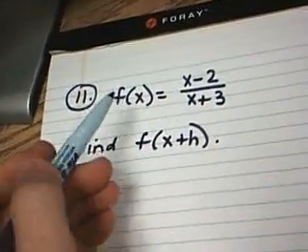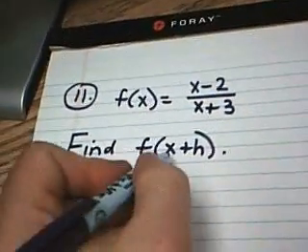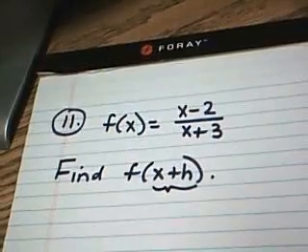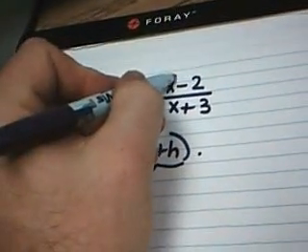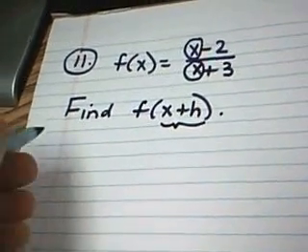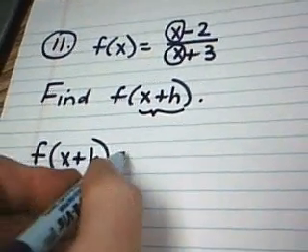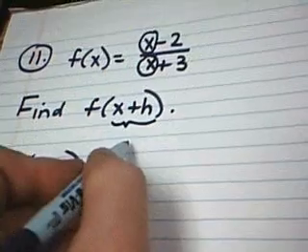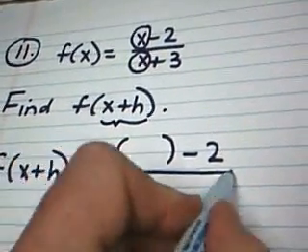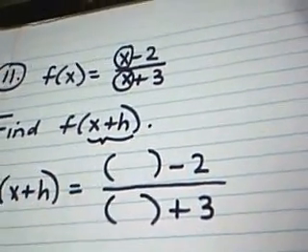If I give you the rational function f of x is equal to x minus 2 divided by the quantity x plus 3, and I'm asking you to find f of x plus h, what I want you to remember is this. In the original function, this x is simply a placeholder. So if I ask you to find f of x plus h, what's really happening here is you have the placeholder minus 2, that's x, but it's a placeholder. You have the placeholder plus 3.